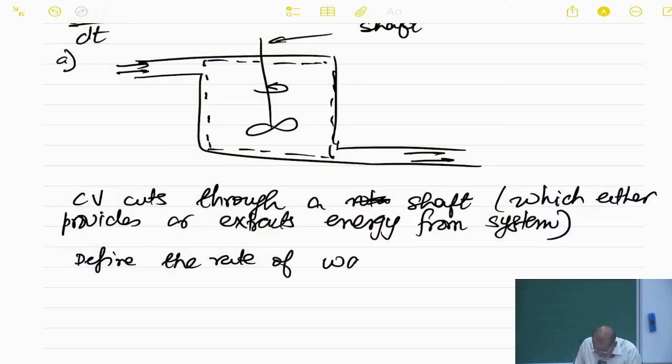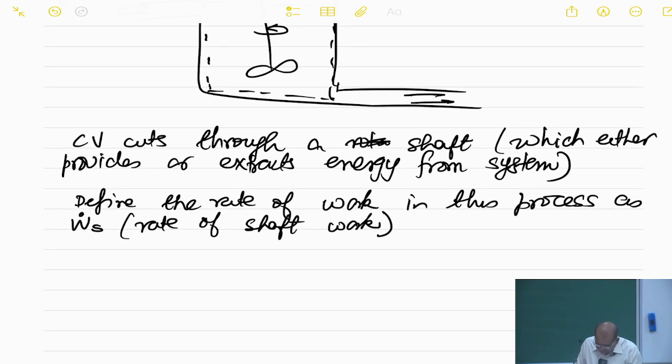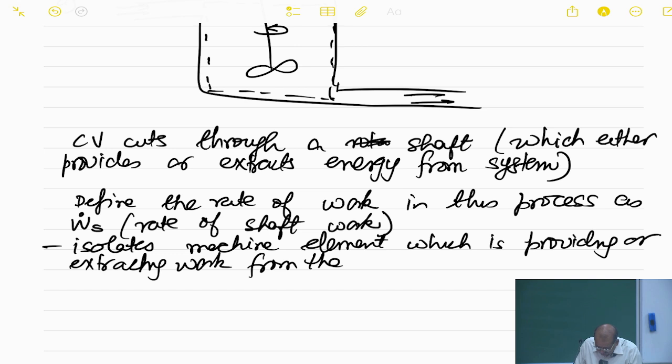So, what we will do is we will define the rate of work in this process as W dot S, which means the rate of shaft work. And the whole purpose of this is that it isolates the machine element which is providing or extracting work from or to the system.